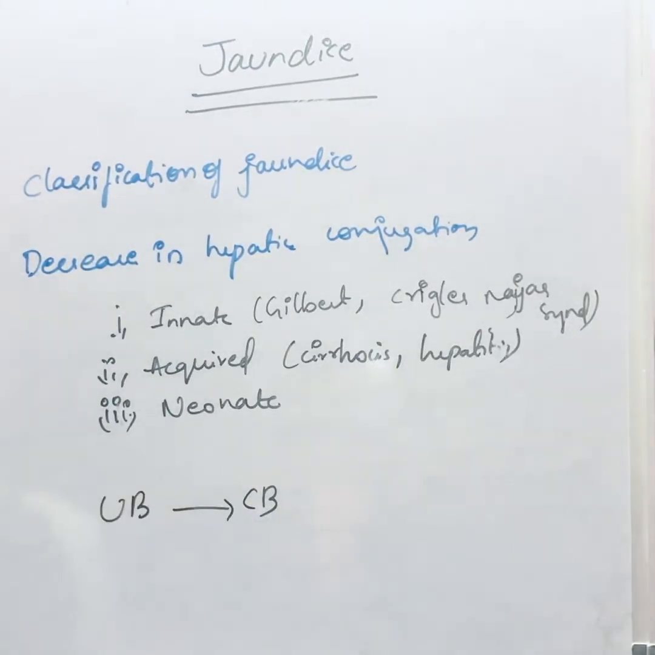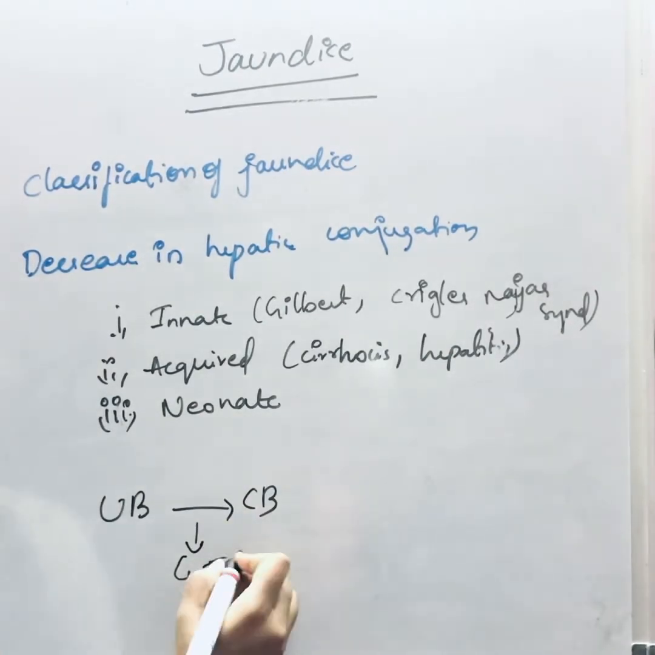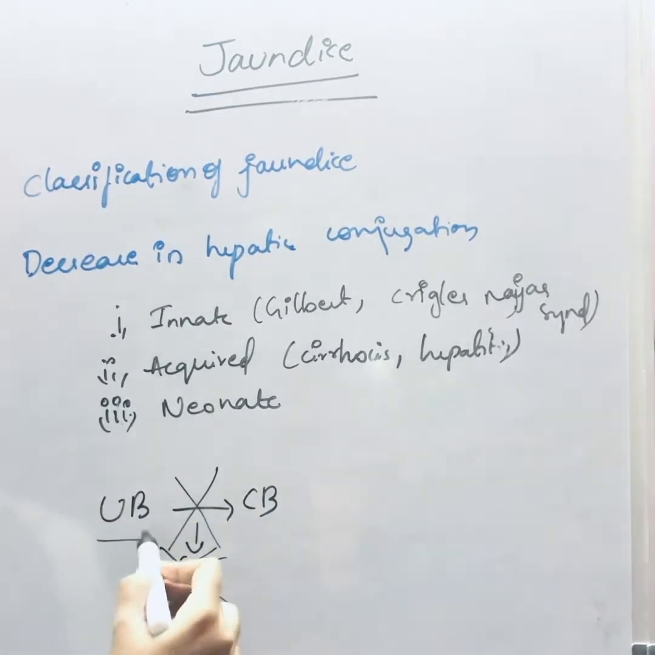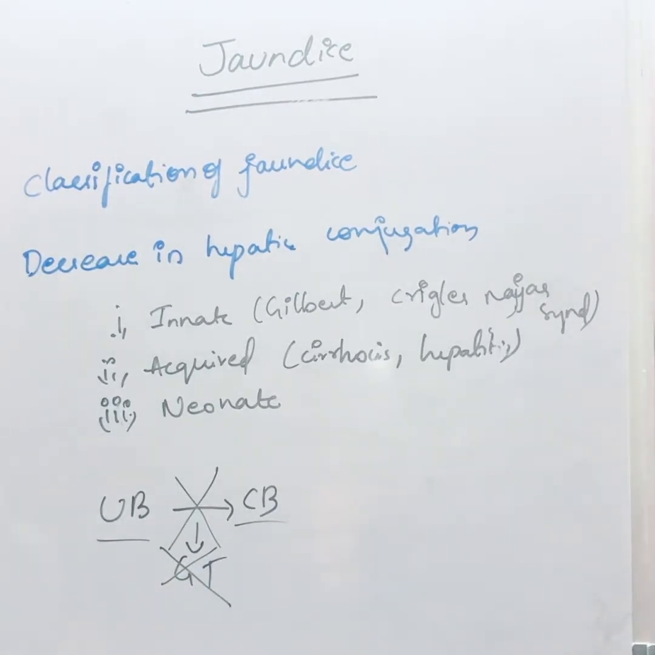For this conversion we require one enzyme, that is glucuronide transferase enzyme. If there is any deficiency of this enzyme, there won't be any conversion of unconjugated to conjugated form. So there are some examples here in the innate form, that is Gilbert syndrome.